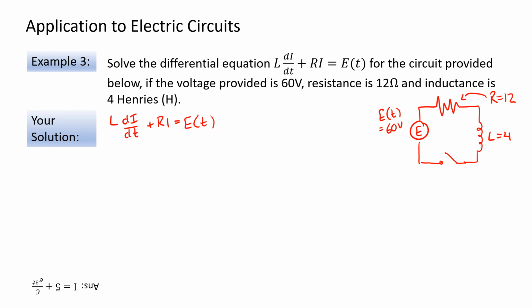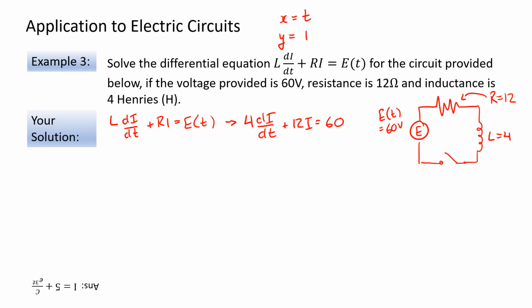of t. Okay, so if we substitute in the values that we know, we get 4 di by dt plus 12i is equal to, in this case, 60. So instead of y here, we have I, or the current. And instead of functions of x here, we have functions of t. So I like to write it as, instead of x, we're calling all of our x terms t, and all of our y terms are I.